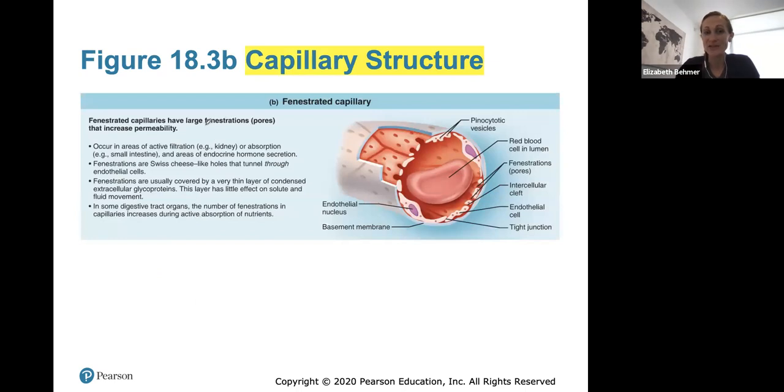So fenestrated capillaries have large fenestrations or pores that increase the permeability. So we'll find them in areas of filtration like your kidney, absorption like the small intestine, and other areas of endocrine hormone secretion.